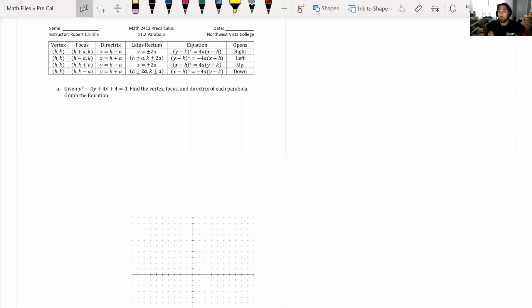Okay. Given y squared minus 4y plus 4x plus 4 equal to 0, find the vertex, focus, directrix, we'll find the latus rectum, all that good stuff. Now this equation is actually given to us in general form, just like circles, it was everything foiled out and moved to one side. So we are going to have to put everything together, move the constants over, complete the square, and figure out, do we have a parabola that opens right, left, up, or down? Okay. So let's find out.